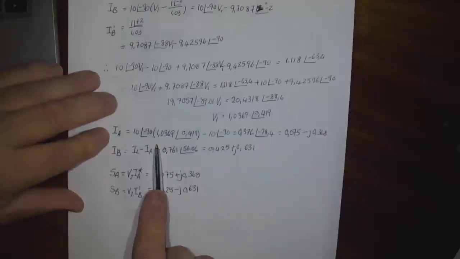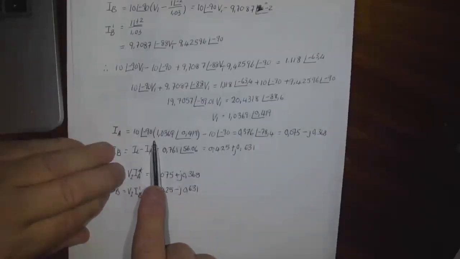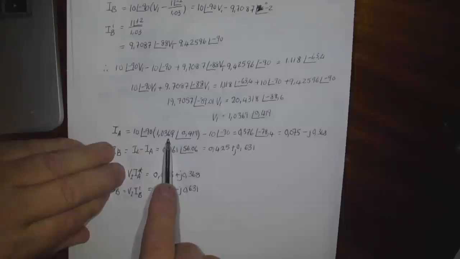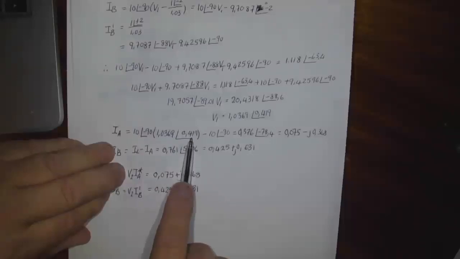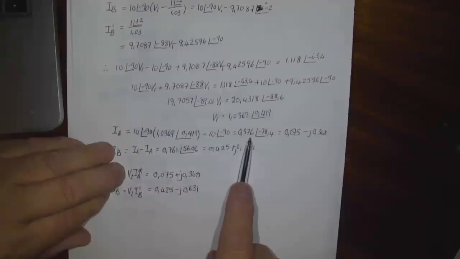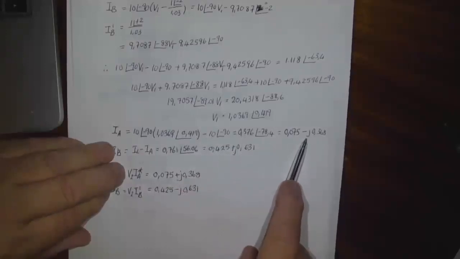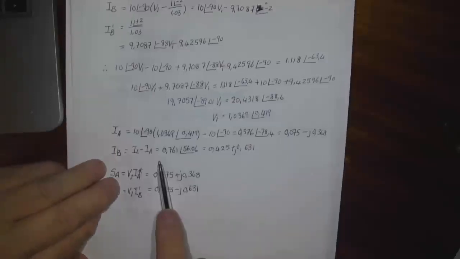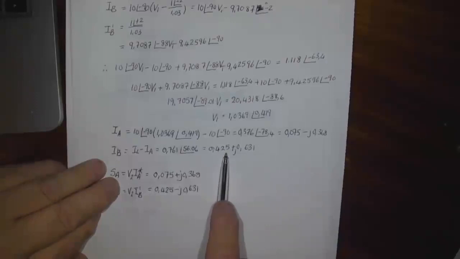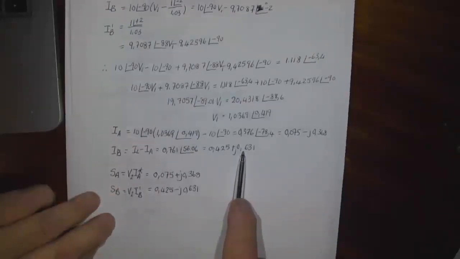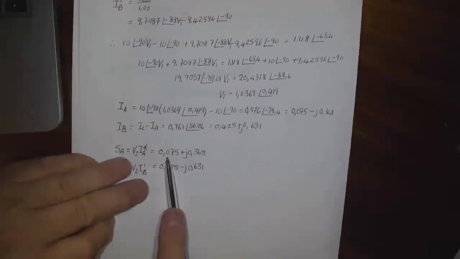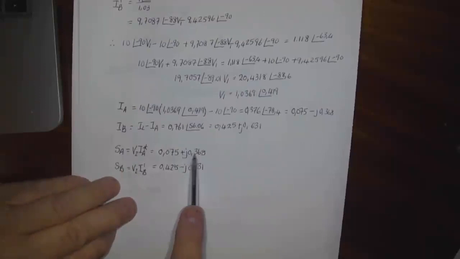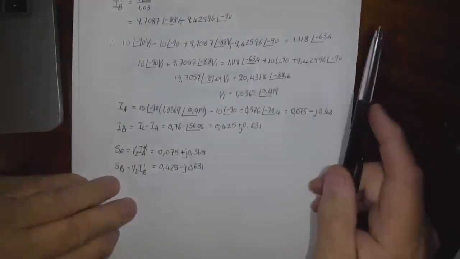IA is then, substituting in there, 10 angle minus 90, 1.0369 angle 0.419 minus 10 minus 90. That gives us 0.075 minus j0.368. IB again is 0.425 plus j0.631. So now we see that SA is 0.075 plus j0.368, and SB is 0.425 minus j0.631.